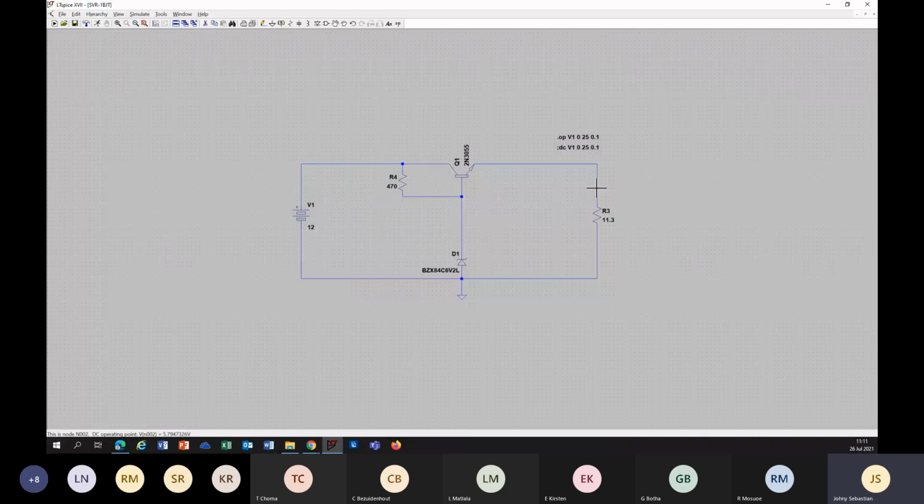DC operating point 5.7947. Remember, 6.2 volt. We are expecting around 5.5. Simulation says it is 5.8, very close to 5.8. Current through the Zener is 1.891 milliampere, and power dissipation is 11.8. You may compare all this with what we already worked out.